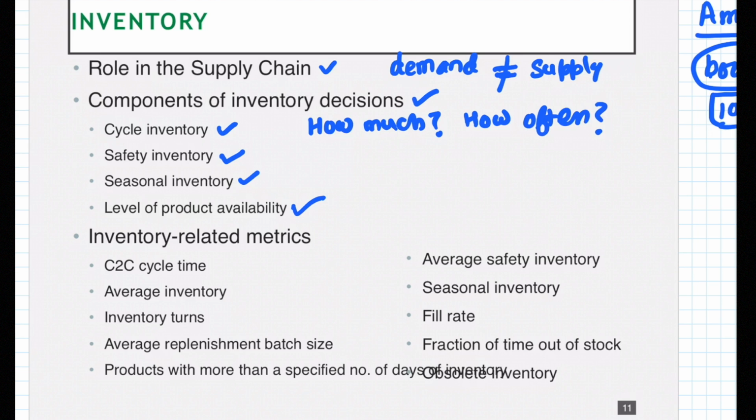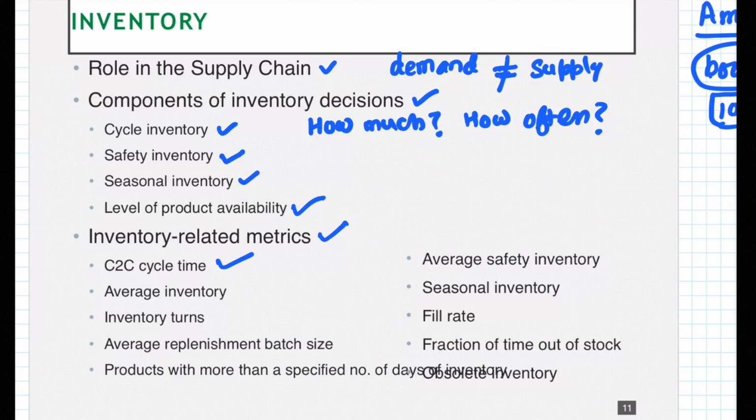Level of product availability is the proportion of demand that can be fulfilled from the inventory. If this is high, that will lead to high responsiveness because a large percentage of demand can be fulfilled from the inventory, but obviously it will increase the inventory carrying cost. When the level of product availability is low, that will definitely reduce inventory holding cost, but then there could be a large percentage of customers who will not be able to be served from the inventory.